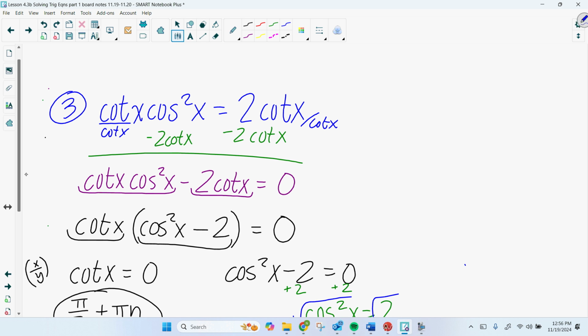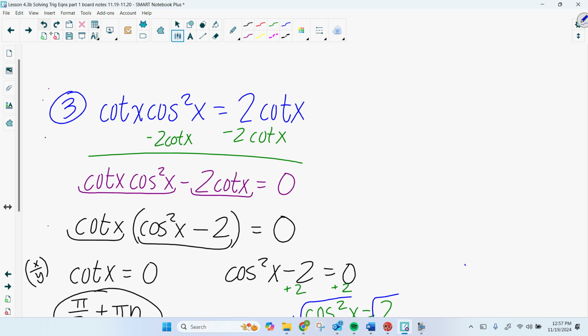The issue with that is it actually eliminates one of the answers, kind of unintentionally, because it's taking a factor out completely. It leaves you with cosine squared equals 2, which is one of the things that we got down here, right? But it ignores the fact that cotangent could be 0. So you don't want to ever divide by one of the trigs, because that's going to cause stuff to cancel out, and you're going to lose solutions if you do that.